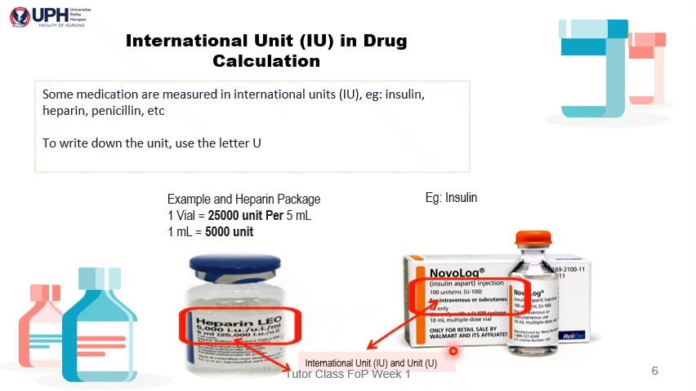And here we also see insulin. We have here 100 units per milliliter. So 1 milliliter of this insulin contains 100 units of insulin.